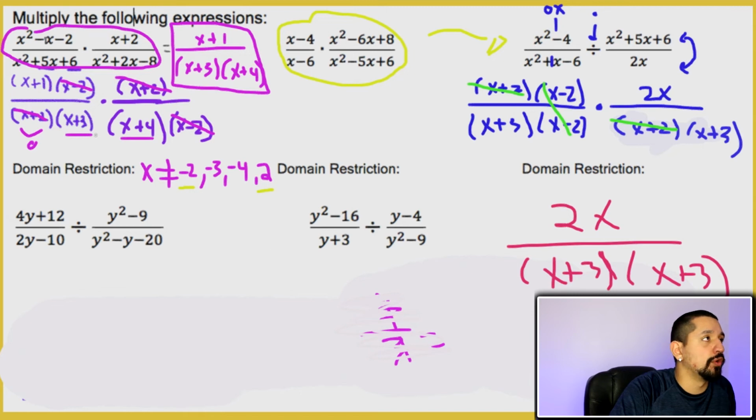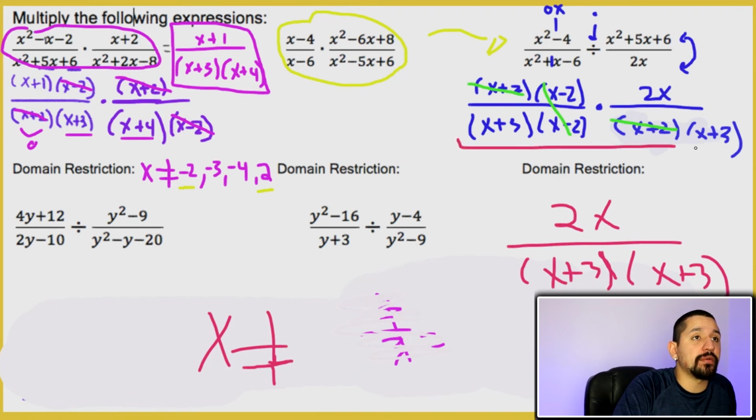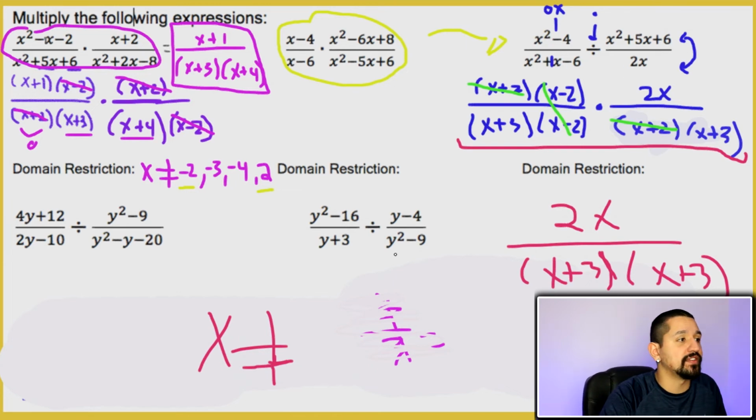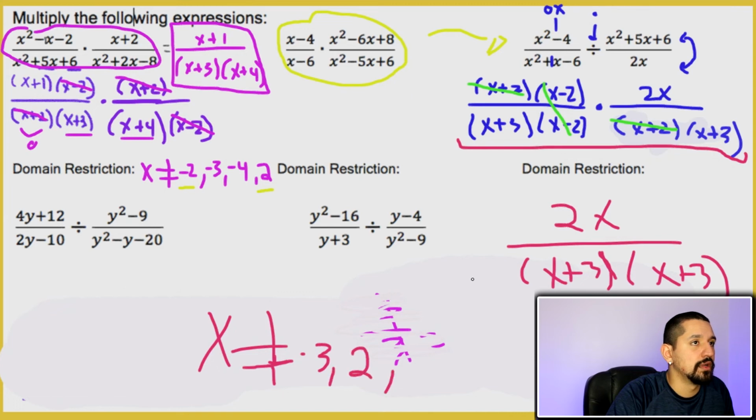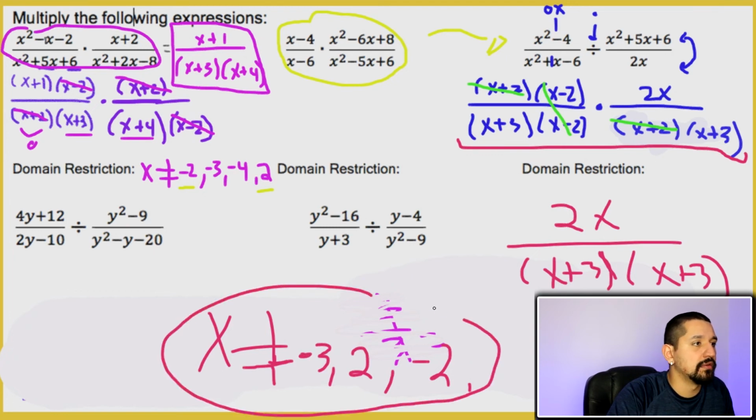And when we go to do our domain restriction, we'll say x cannot equal everything that we had in our original expression. This part right here, remember, we're telling a story. We're creating an equivalent expression. So this is going to be -3, 2, -2, and -3. We already have the -3, right? These are the 2 down here. So here you go. There it is.